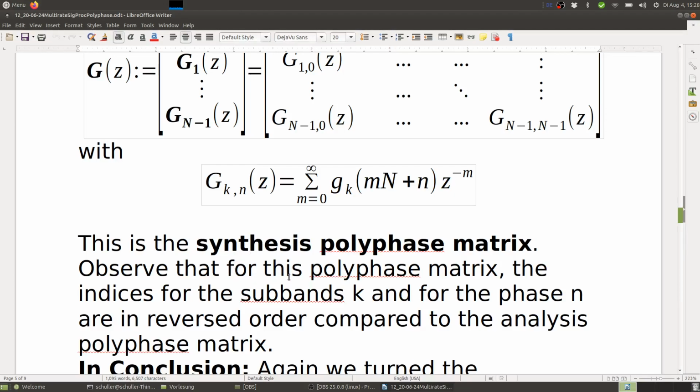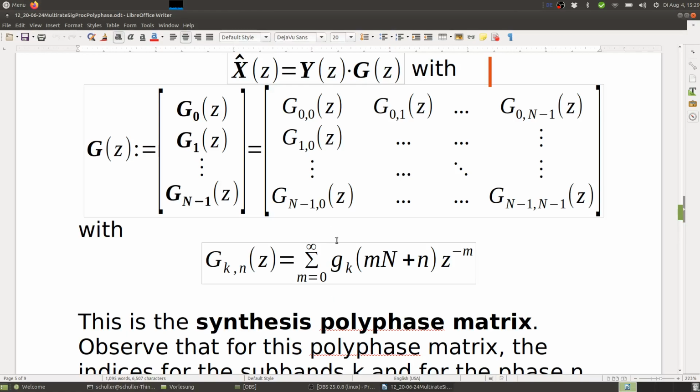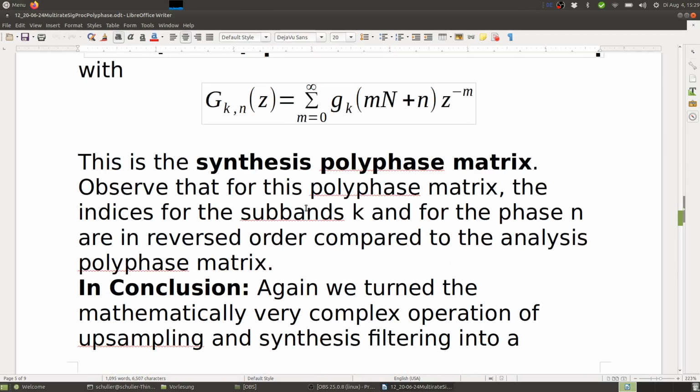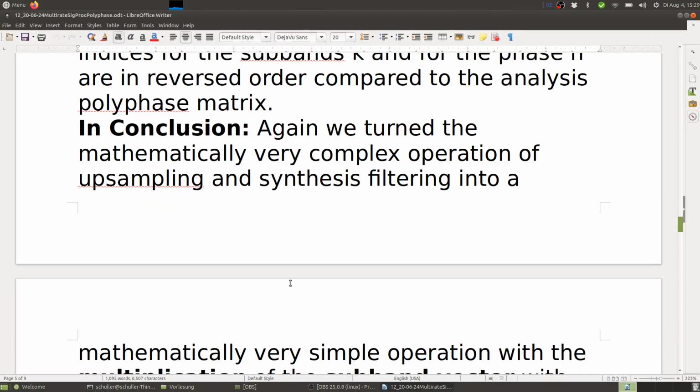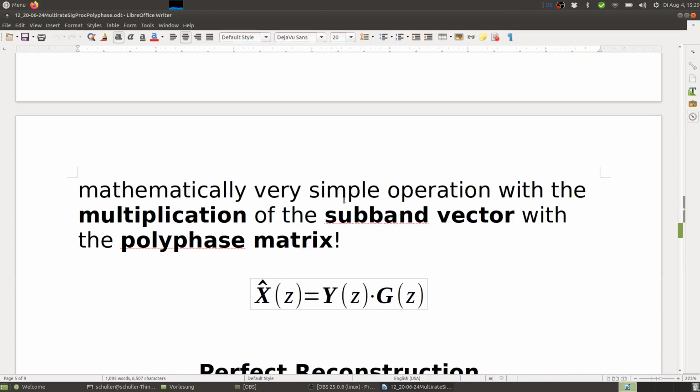Observe that for this polyphase matrix, the indices for the subbands k and for the phase n are in reversed order compared to the analysis polyphase matrix. So here the phase is now non-flipped. In conclusion, again we turned the mathematically very complex operation of upsampling and synthesis filtering into a mathematically very simple operation with a multiplication of the subband vector with the polyphase matrix.